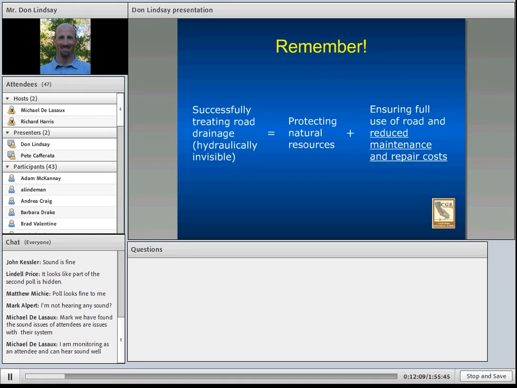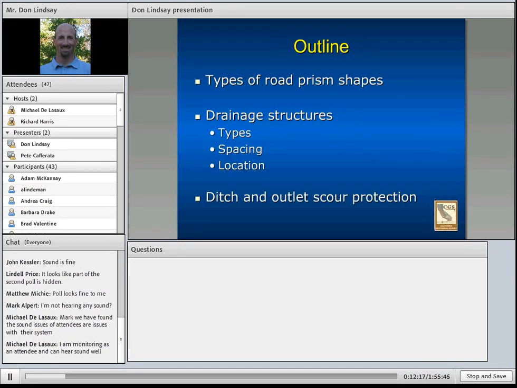So how do we go from a poorly drained road, similar to those that I've shown examples of, to one that is hydraulically invisible? To make this connection, I will discuss the types of road prism shapes, the various types of drain structures, and lastly, I'll briefly spend time discussing scour protection measures in ditches and at the outlets of pipes and dips.